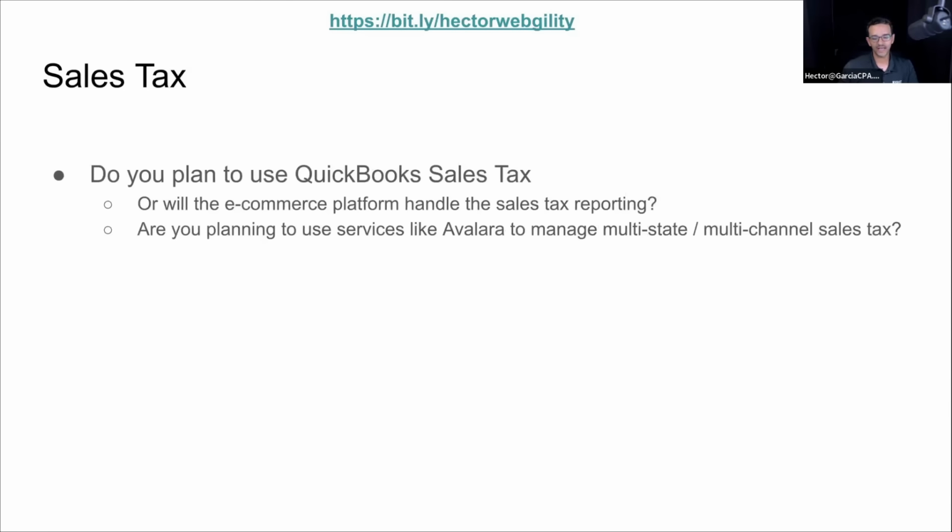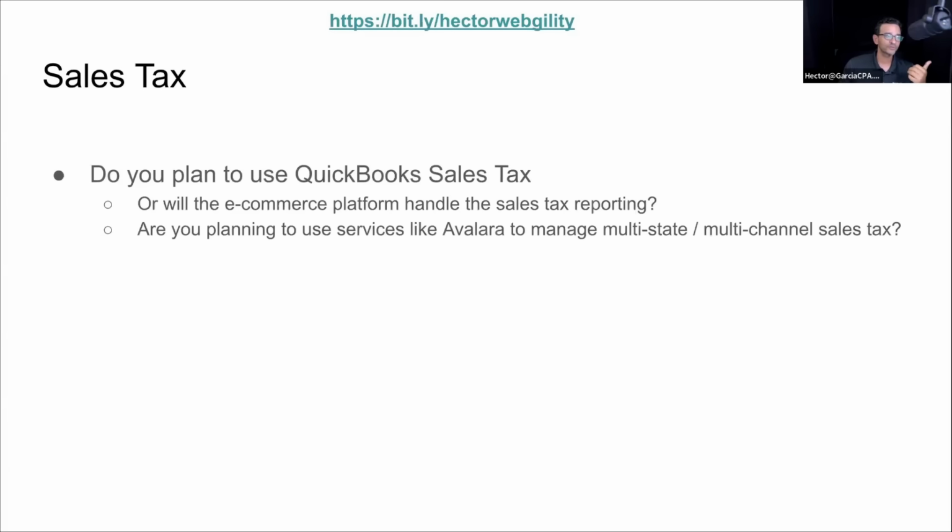The next one is sales tax. Now, with Amazon, typically that's not a problem. Amazon handles sales tax for you. But in Shopify, Shopify will be configured to charge sales tax in whichever states that you have Nexus in. But then the big question is, are you going to handle your sales tax reporting through Shopify? So are you going to log into Shopify, pull the reports, and then do your taxes from there? Or are you going to do it in QuickBooks?